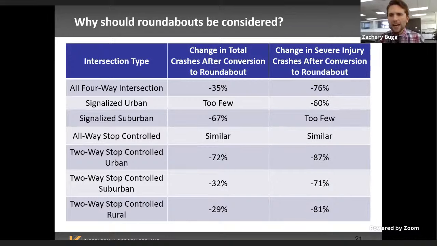So I'll ask for another prompt here. Comparing the always stop to a roundabout, this table says that they have a similar crash history. Now, why do you think that might be, that a roundabout doesn't really reduce crashes compared to an always stop? Any ideas here?